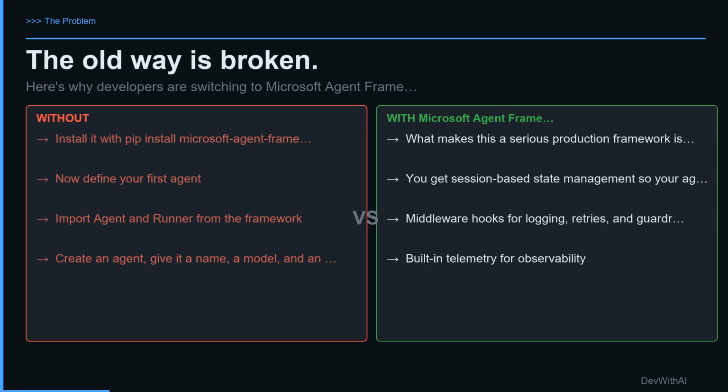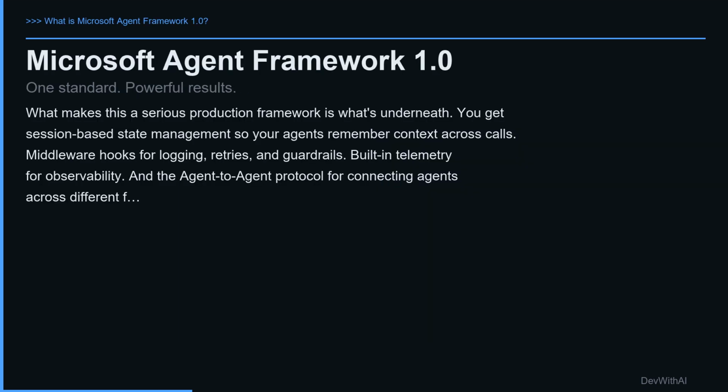Install it with pip install microsoft-agent-framework, then set your API key in a .env file. It works with OpenAI, Azure, Anthropic, or any OpenAI-compatible provider. Now define your first agent. Import Agent and Runner from the framework. Create an agent, give it a name, a model, and an instruction, one sentence telling it what it does. That's your agent. It's that minimal.